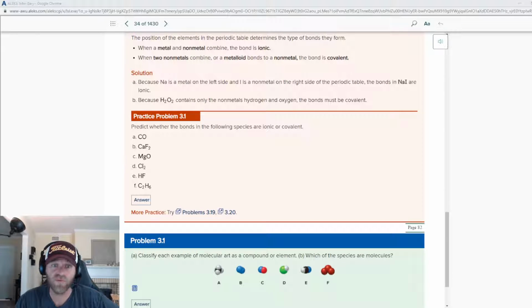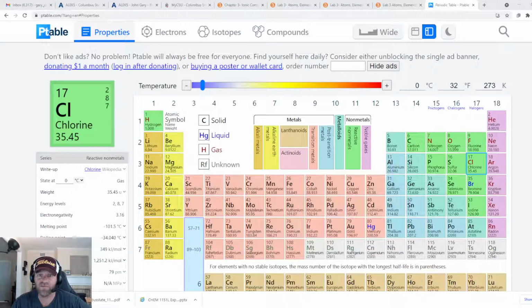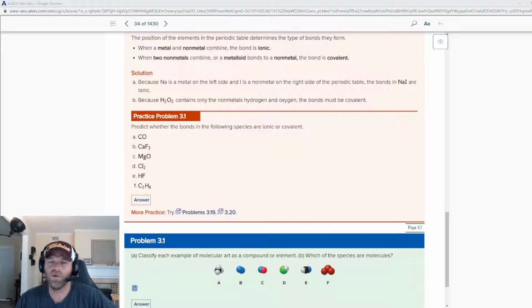Cl2, okay? Both of the Cl's are on the right side of the periodic table, so that's got to be a shared electron, okay? It cannot be an ionic bond because they're too close together on the periodic table. It wouldn't make sense for one to give the other electron away. They'd have to share it for it to make sense. And you'll see more of that when we get into covalent bonding.